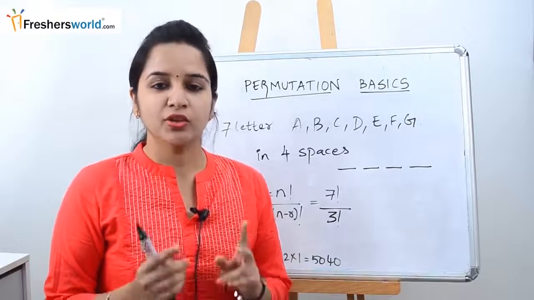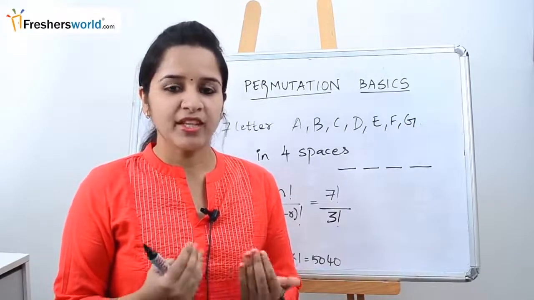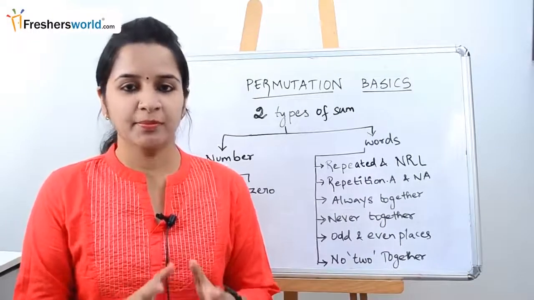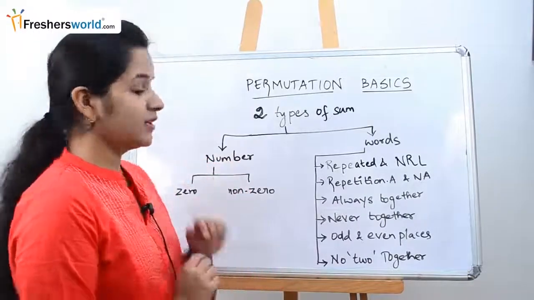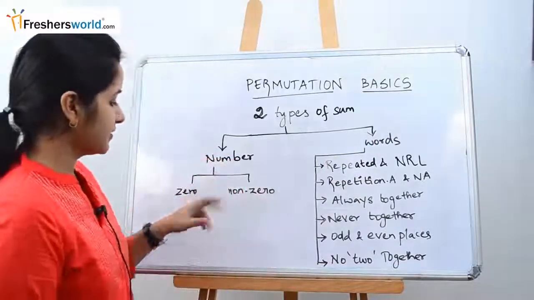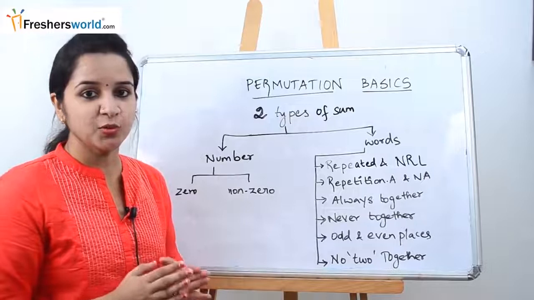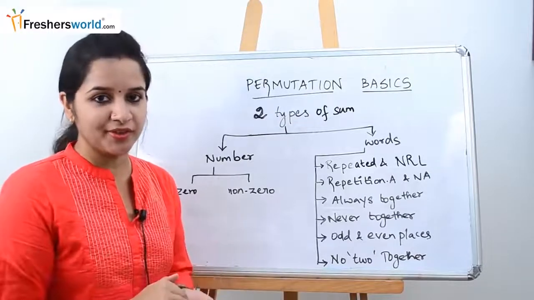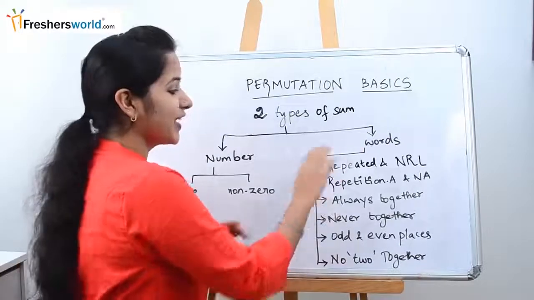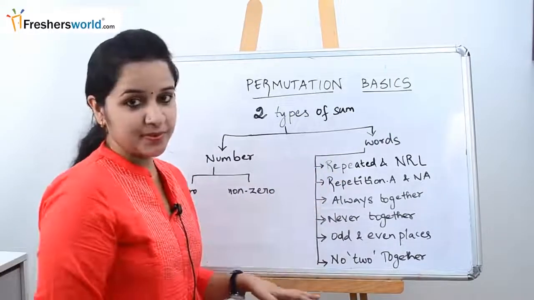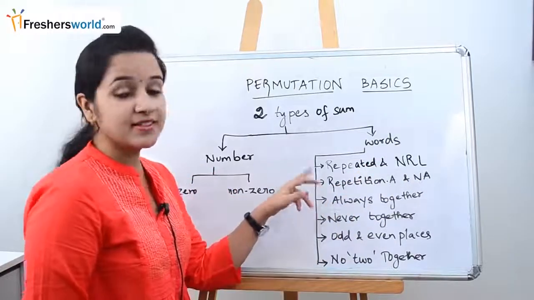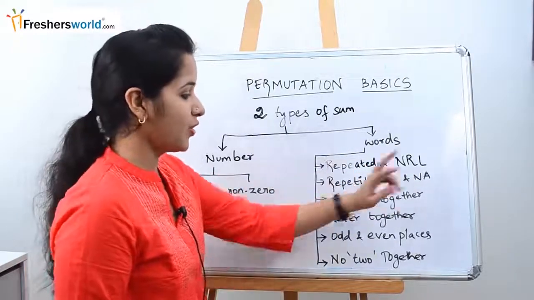Now let us go into the types of sums that you will face in permutation. There are 2 types of sum in permutation: one where we deal with numbers, another where we deal with words. In case of numbers, we have 2 types: where 0 is included in the question and where 0 is not part of the question. In case of words, we have 6 types. First is repeated letters and non-repeated letters. Next is repetition allowed and repetition not allowed.